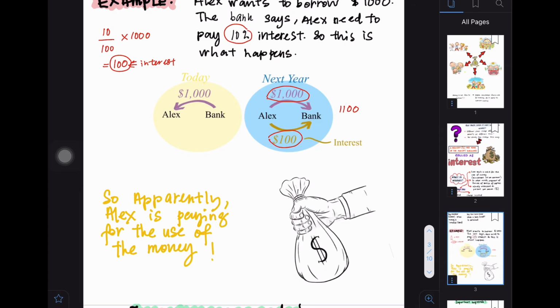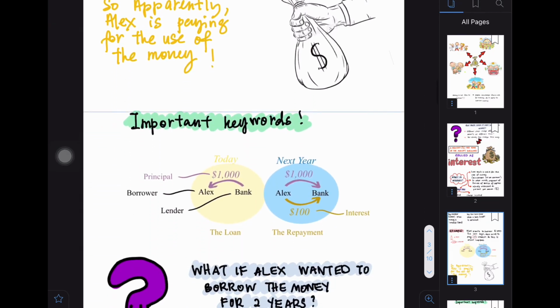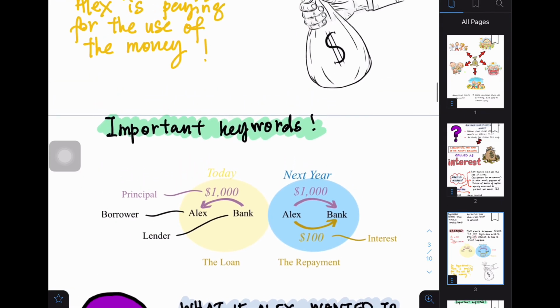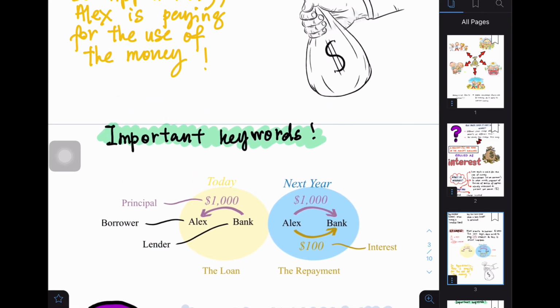Awak akan nampak dalam situasi ni, kerana Alex memerlukan duit, dia perlu bayar satu kos kepada orang yang bagi dia pinjam untuk didapatkan duit tu. Okay, that's why we say that money is not free. When you want to borrow money, you need to pay some cost. That cost we call it as interest. There are a few important keywords that awak kena tahu dalam situasi ini.